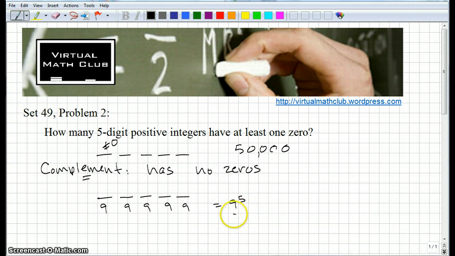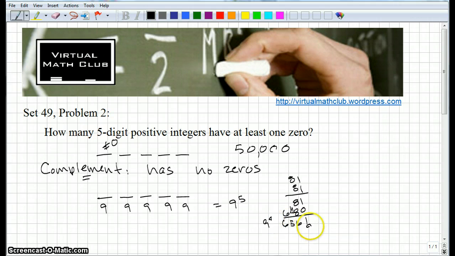But that's the complement, okay? 9 to the 5th. Let's actually calculate that out. Essentially 9 squared is 81. So if I take 9 squared times 9 squared, that'll be 9 to the 4th. And so let's take 81 times 81, and we get 6,561. Alright, that's 9 to the 4th.